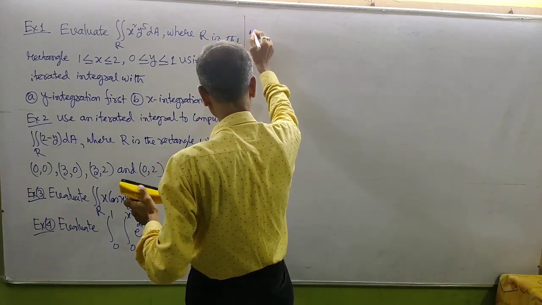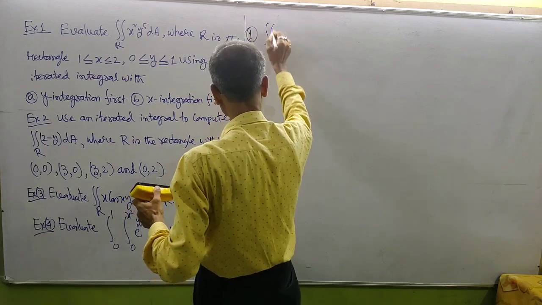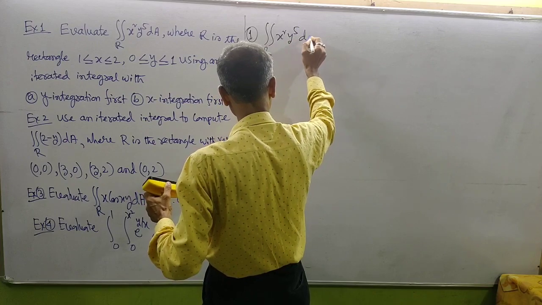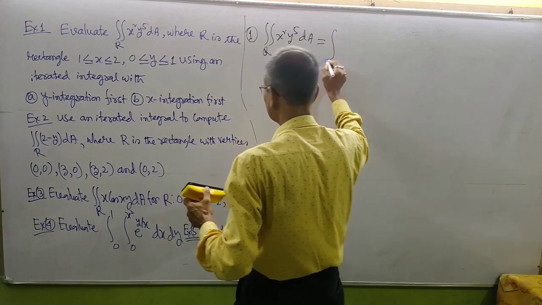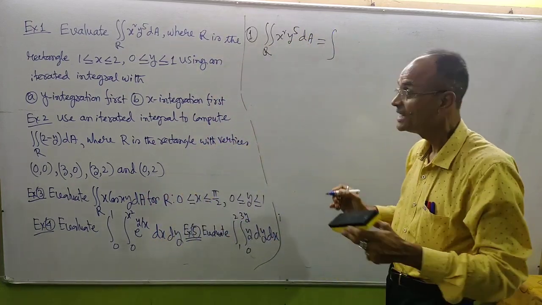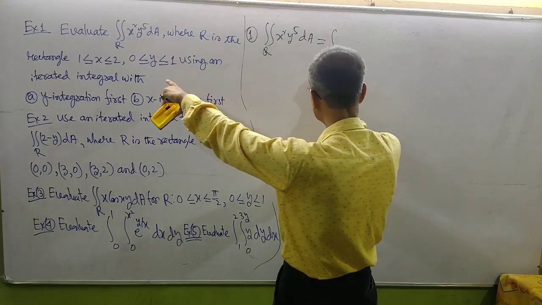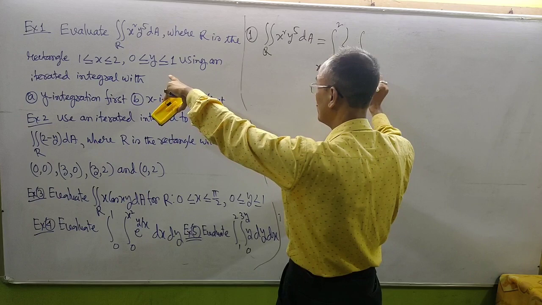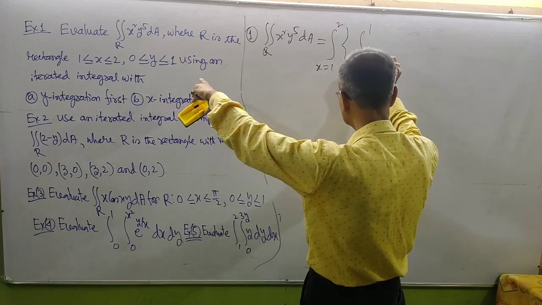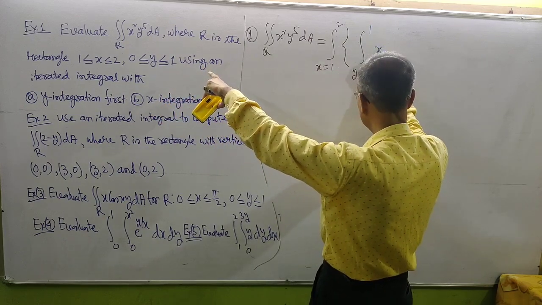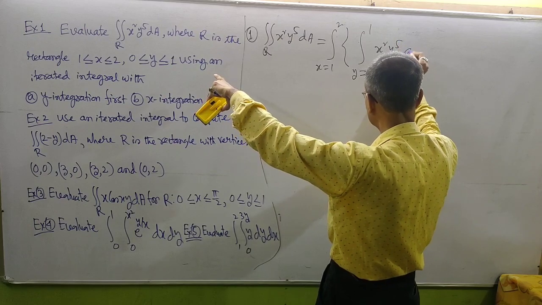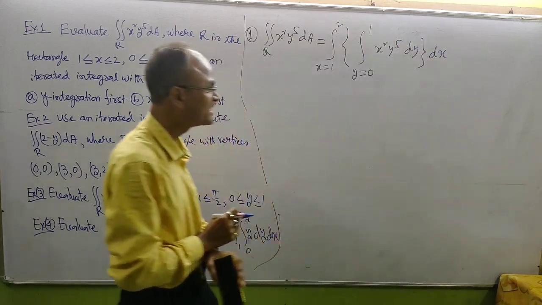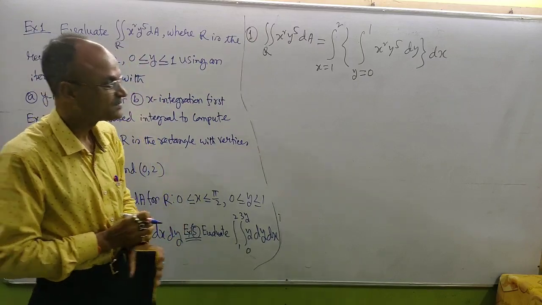Solve number 1. Double integration over R of x square y to the power 5 dA. This can be written as the integral x equal to 1 to 2, integral y equal to 0 to 1 of x square y to the power 5. First integrate dy then dx.